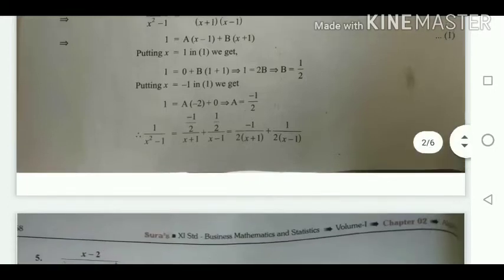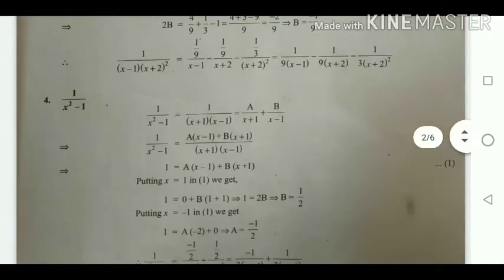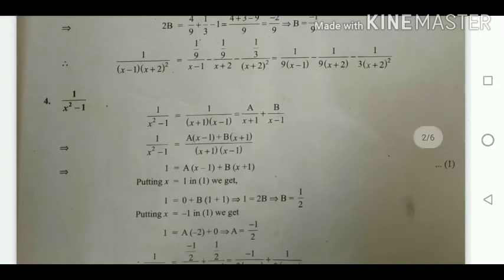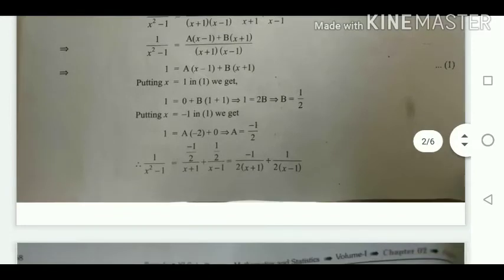Okay, so listen here, you may take it like this also, a by x minus 1 plus b by x plus 1. So you may change the factor anywhere. Okay, but you are getting the same answer. So instead of a by x plus 1, you may write a by x minus 1 also, b by x plus 1 also. Okay, you may change it. There is no difference in it.